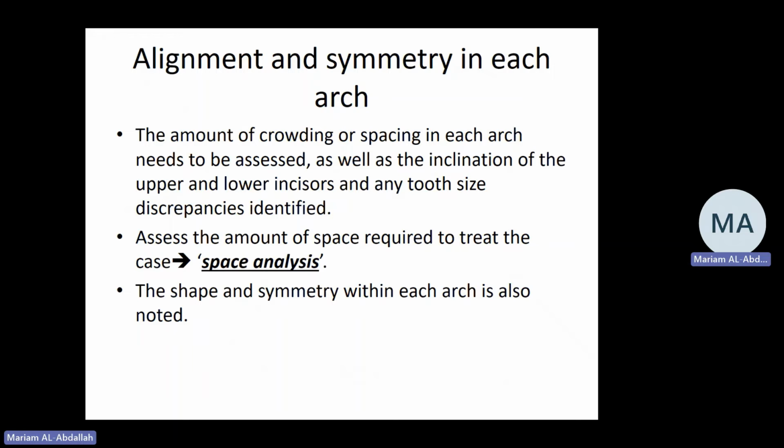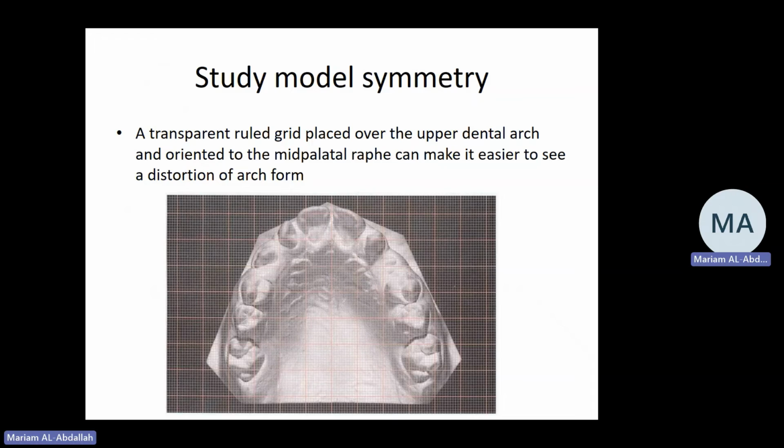Symmetry of the arches also has to be recorded on this list. So we can have the transparent ruled grid. We put our study model on it and we can look at the symmetry. Nowadays, this could be done digitally using certain software.